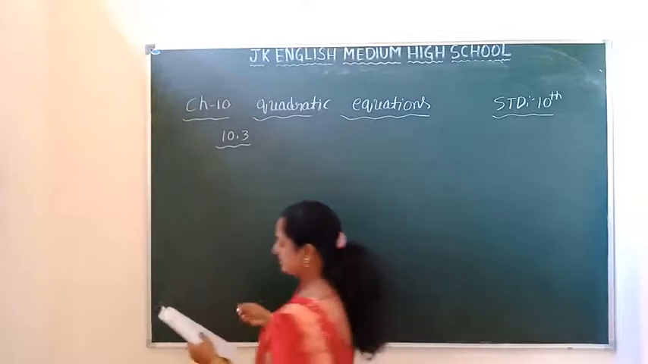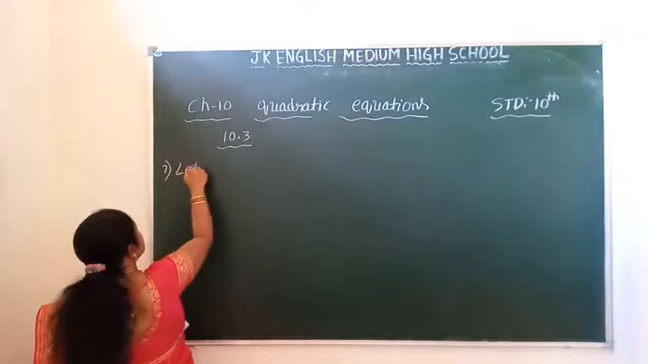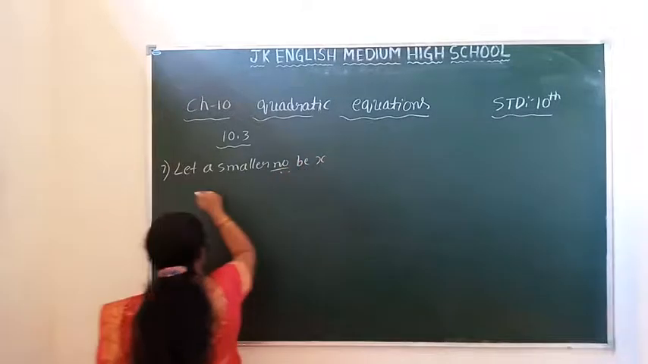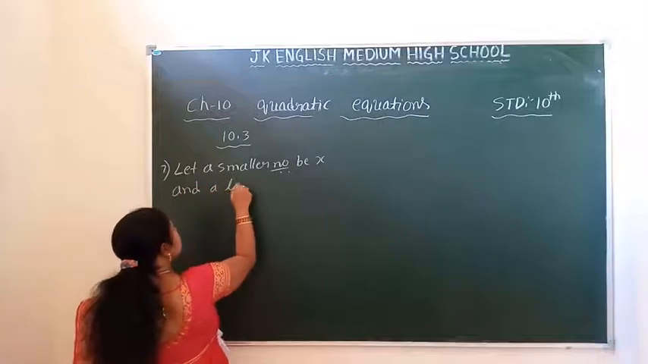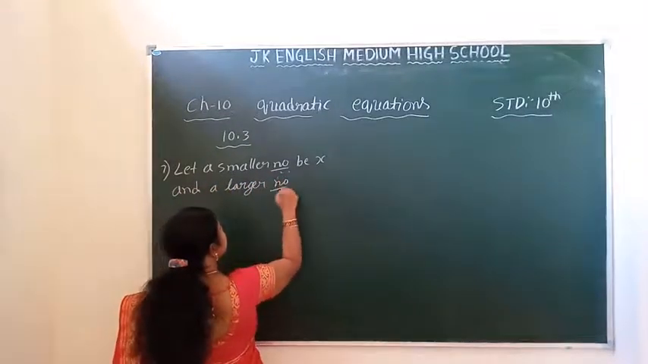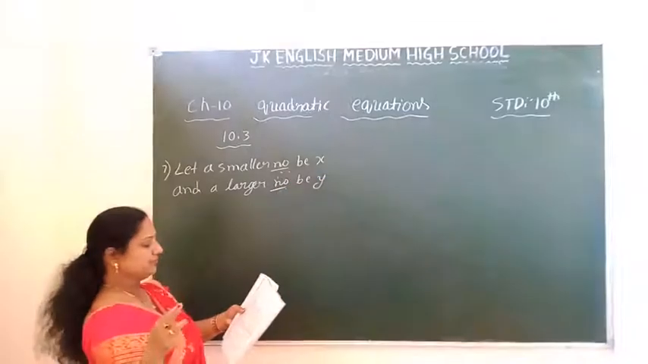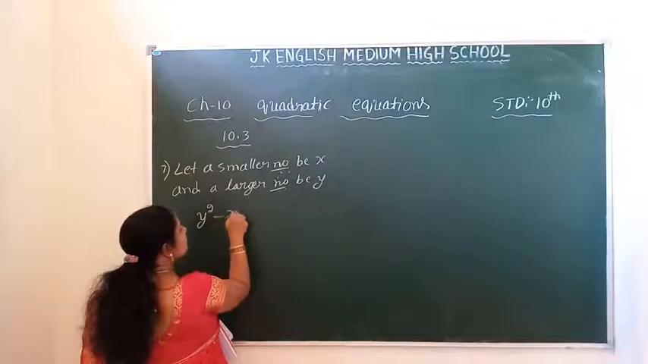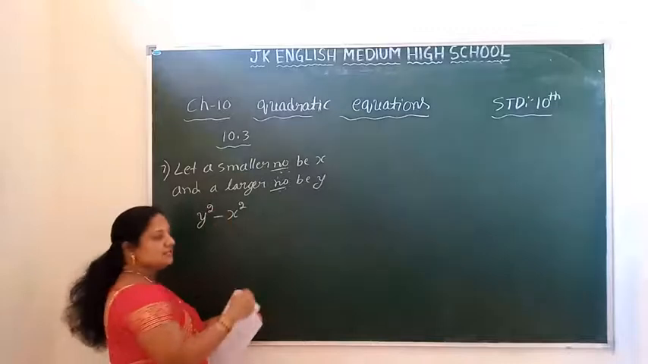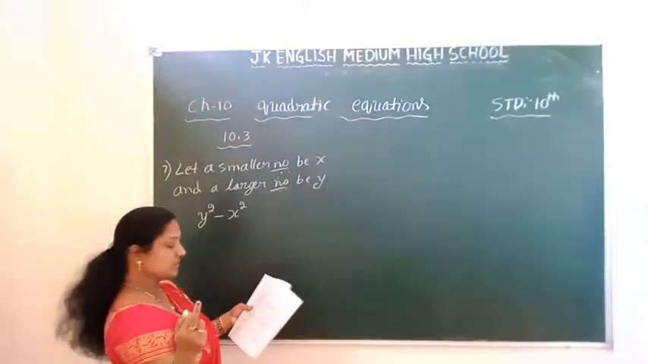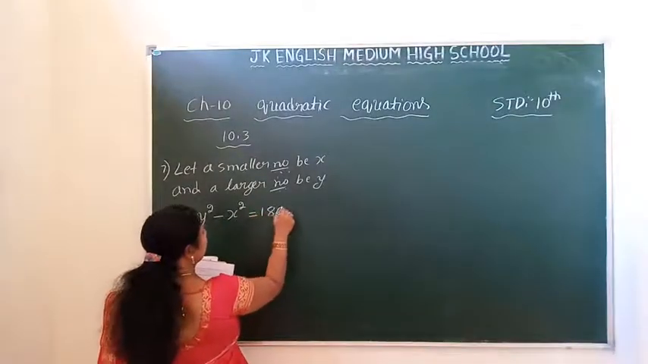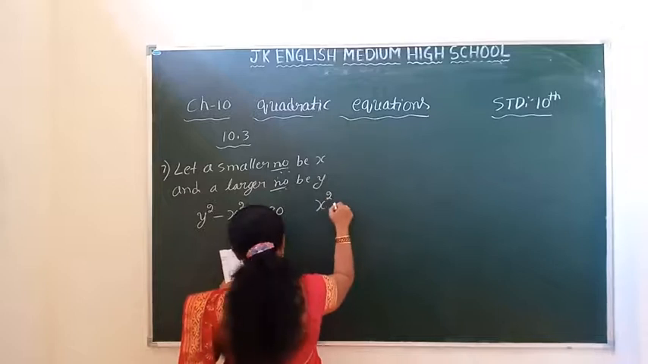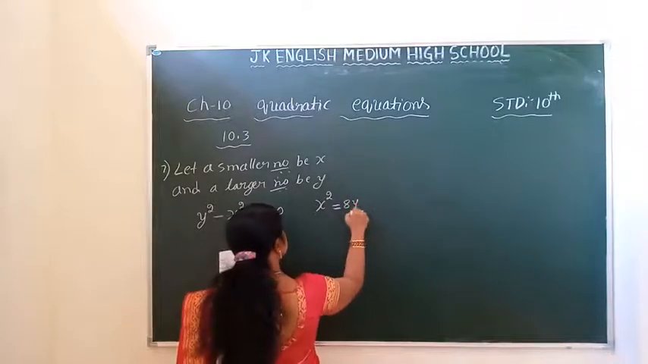Let the smaller number be x and the larger number be y. Then the difference of squares of those two numbers, larger number square first and the smaller number square next, is 180. The square of the smaller number is 8 times the larger number.